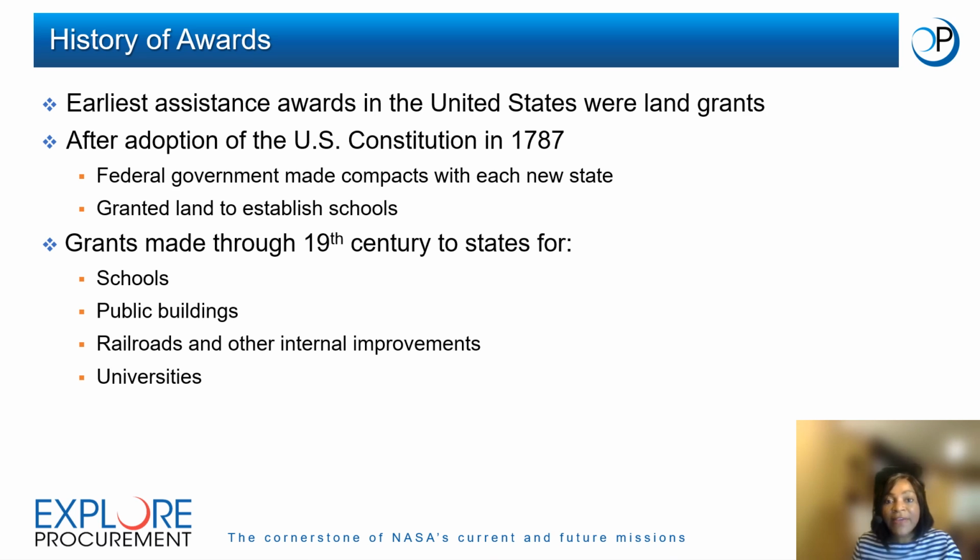Under these compacts, the federal government granted land to the states that was to be used to establish public primary and secondary schools. Throughout the 19th century, Congress continued to make grants to the states that provided for schools as well as grants to build public buildings and also aid internal improvements such as railroads. Grants played a significant role in the establishment of many of the nation's leading universities. And as our nation and population grew, so did the role of the federal grants.